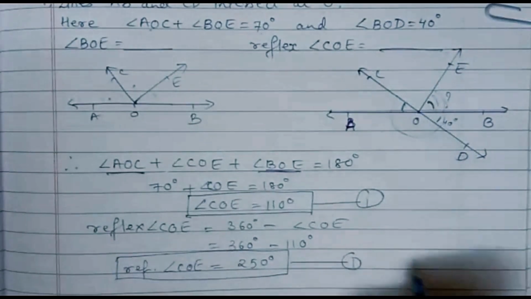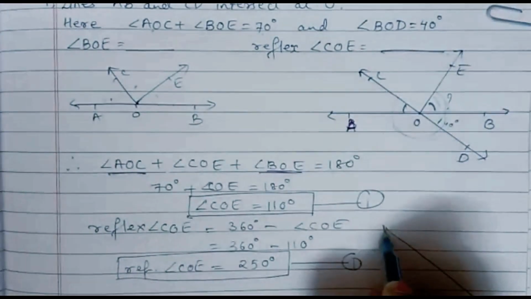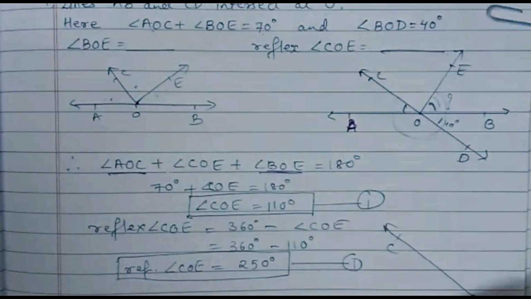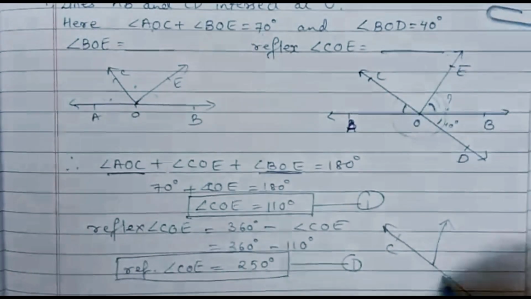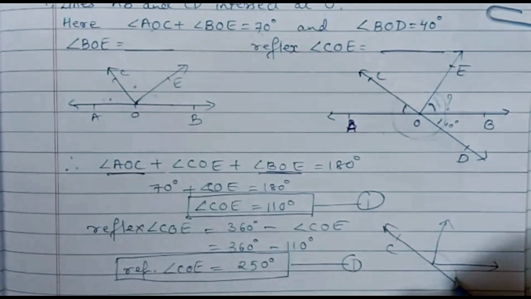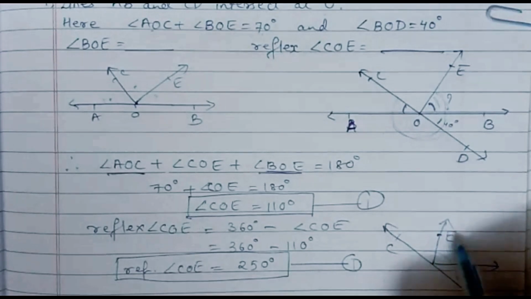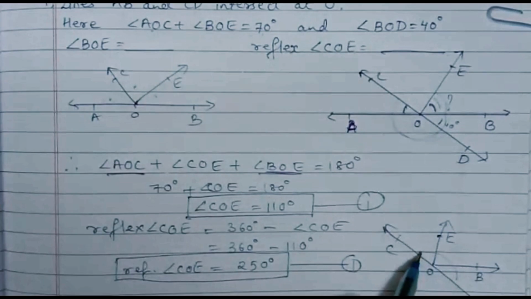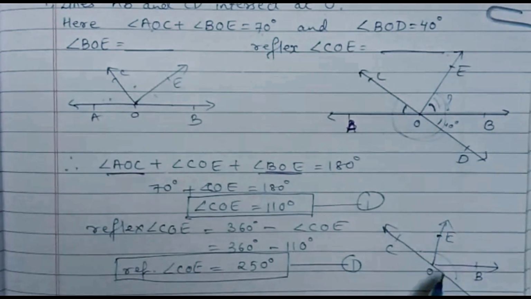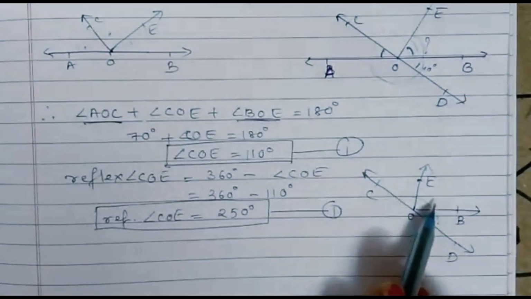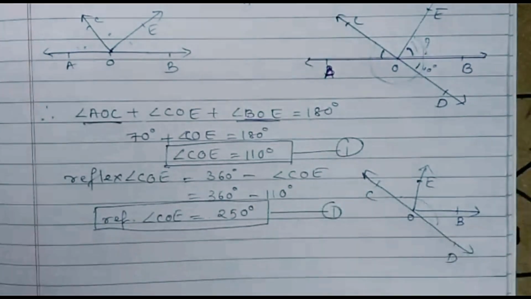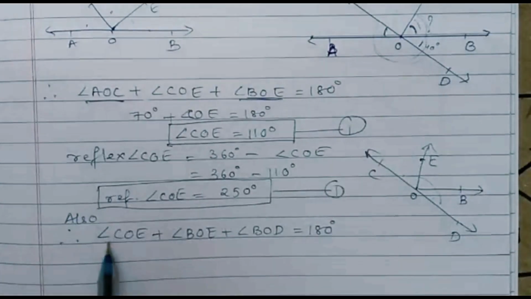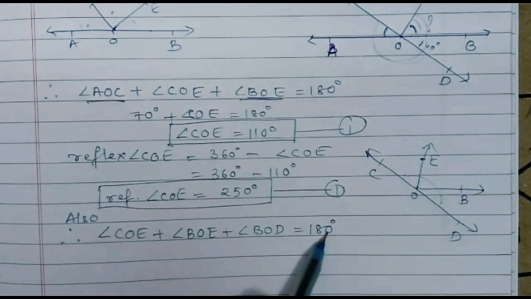Now the same thing I will draw again. If you consider CD to be a line, the same way you will get three angles forming a straight line. Those angles are COE, BOE and BOD. So we can say the addition of these three angles also will be 180 degrees. So let me write. We have written the addition of three angles is 180.